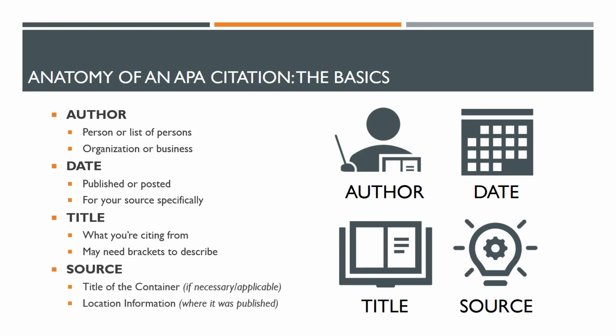Lastly, the source includes the title of the container, or whatever houses the source you're using, and the location information for your source within that container, which can include a number of elements such as volume or issue numbers, edition numbers, page ranges, or URLs or DOI numbers. We'll get into examples of different types of sources later in this video, but for now remember that these are the 4 segments needed for APA references.